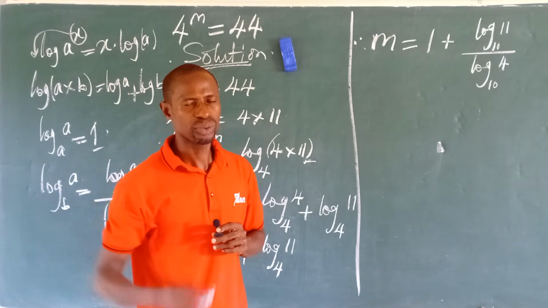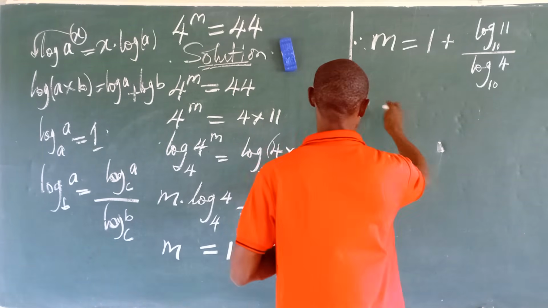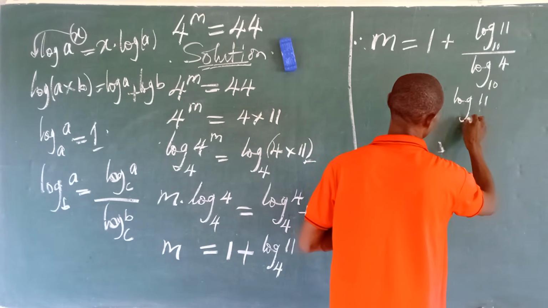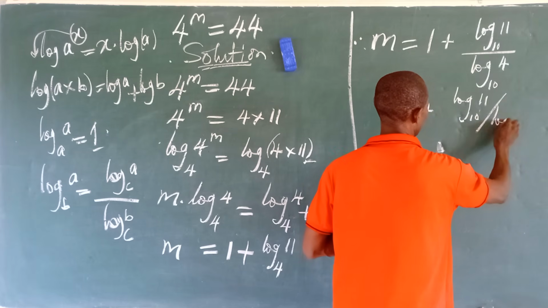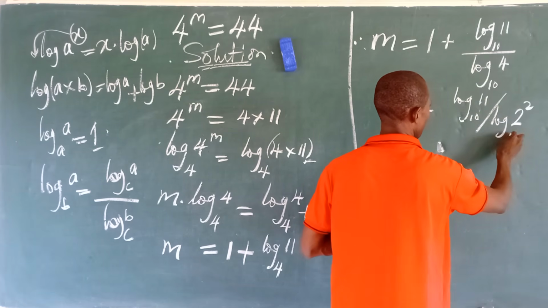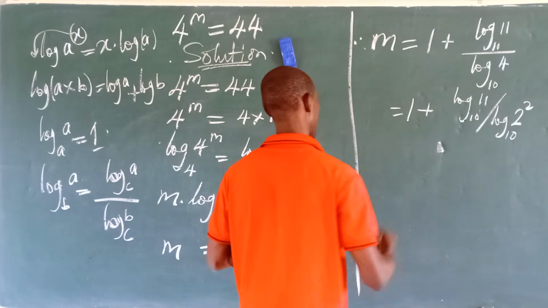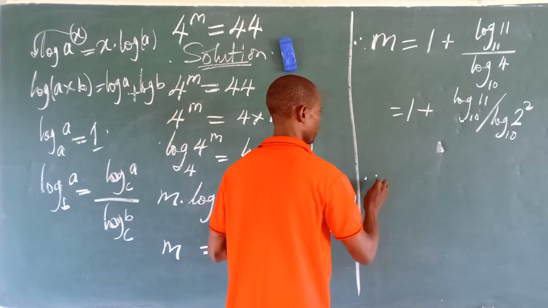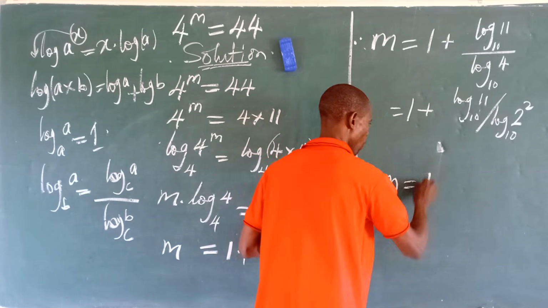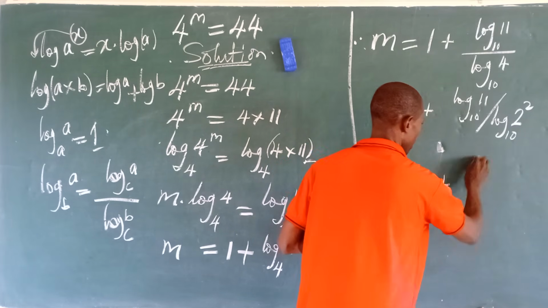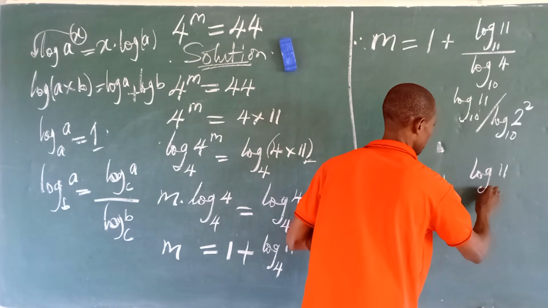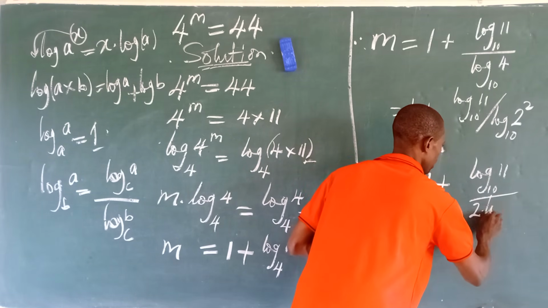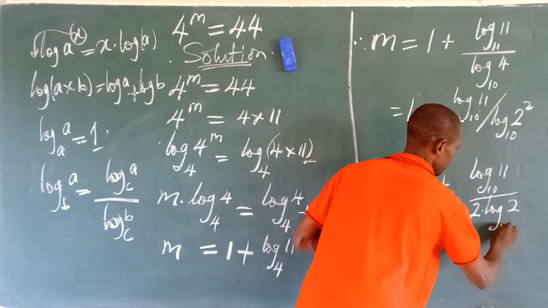So 4 can be written as 2 to the power of 2. And so we're going to have 1 plus log 11 base 10 all over log of 2 to the power of 2, base 10. So we apply the power law again by moving this backward. So if we do that, therefore, m will now be equal to 1 plus log 11 base 10 all over 2 times log 2 base 10.